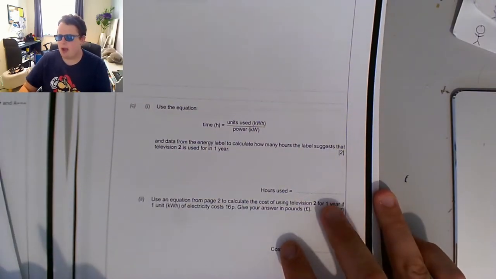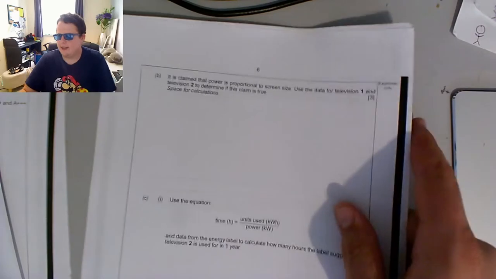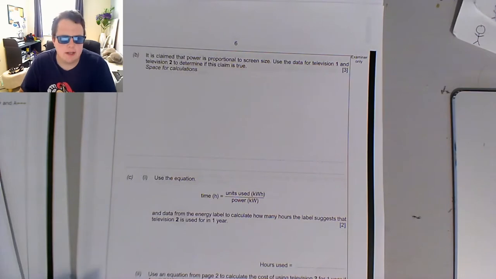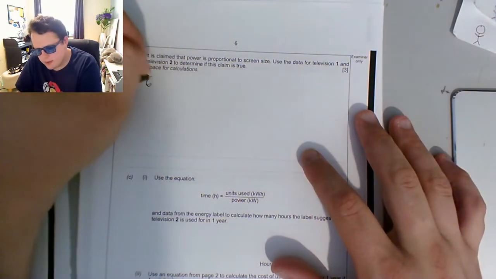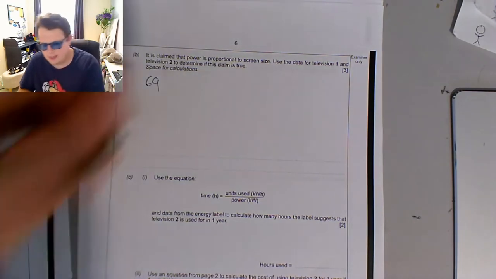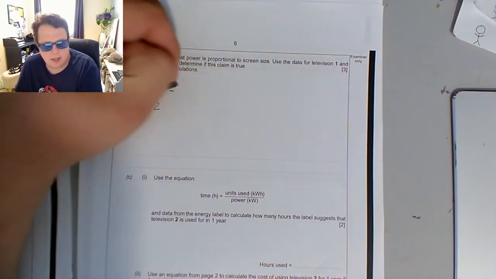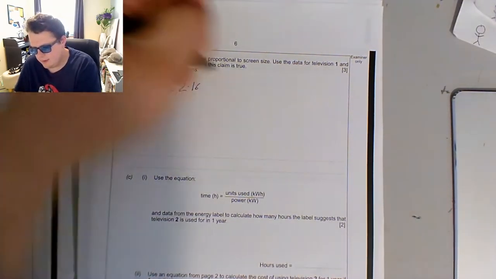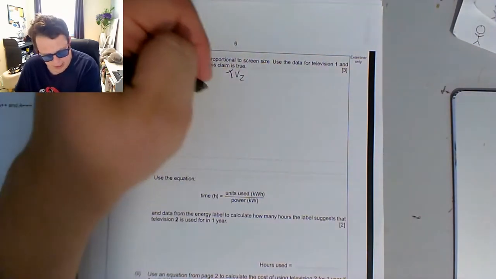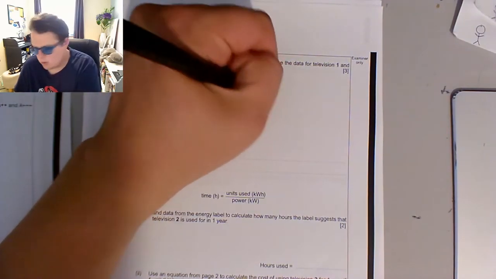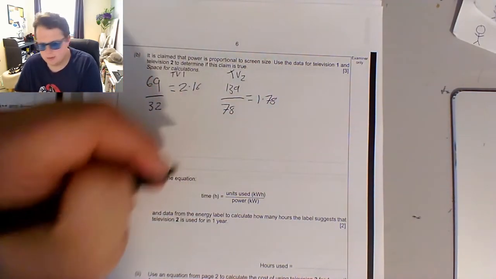It is claimed that power is proportional to screen size. Now, if they're proportional, what that means is that power and screen size will always be the same ratio. So let's have a look. The screen size we're using 1 and 2. The screen size for 1 is 69. Its power is 32. That gives us a ratio of 2.16. So that's TV 1. For TV 2, if we do exactly the same sum, 139 divided by 78 gives us 1.78. So not true.